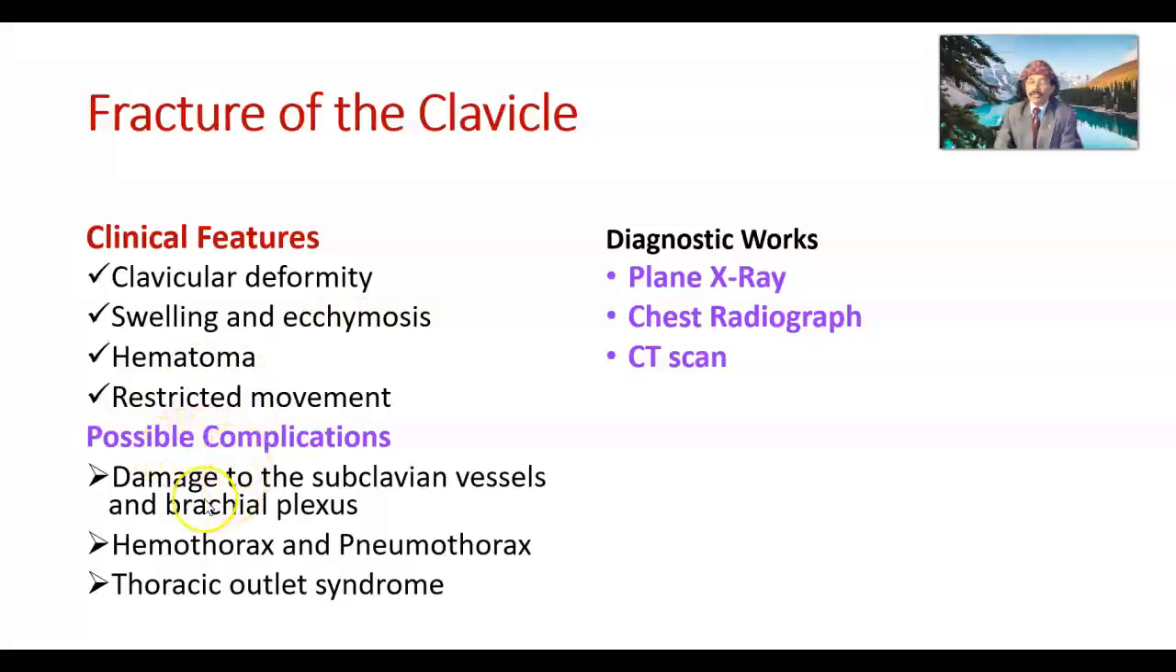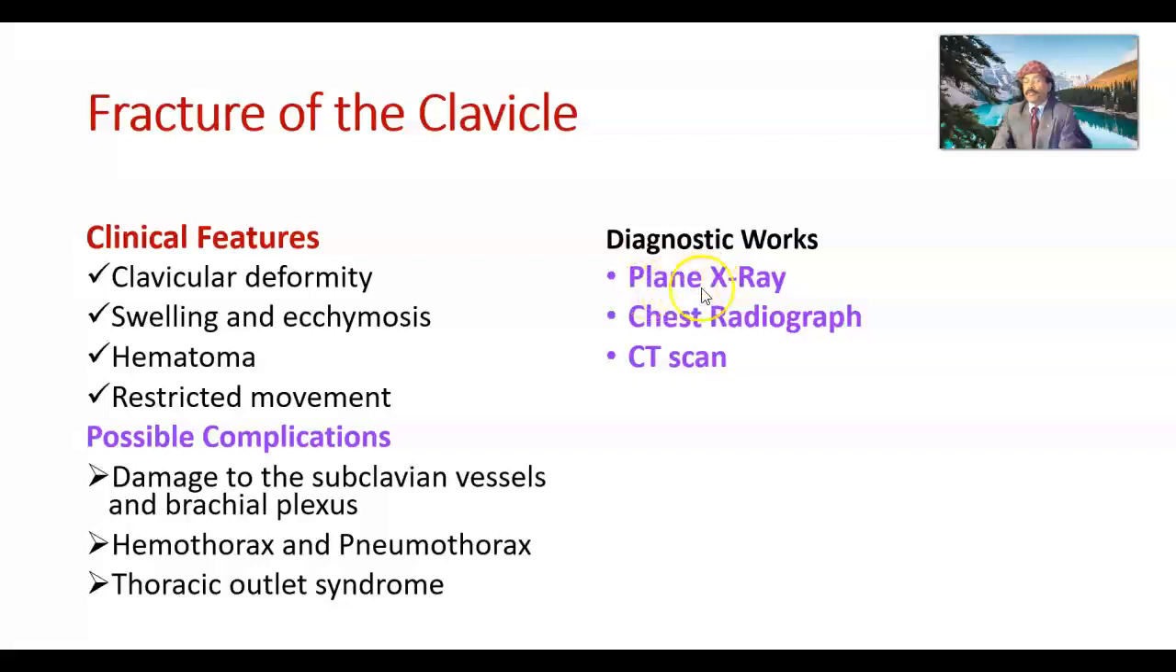Possible complications: damage to the subclavian vessels, because they go underneath the clavicle, and certainly there is a chance of damage to the brachial plexus, which is formed at the root of the neck and goes under the clavicle to the axilla. Hemothorax, collection of blood in the thoracic cavity. Pneumothorax, where there will be collapse of the lung and air collection in the thoracic cavity. There may also be thoracic outlet syndrome because of fracture of the clavicle.